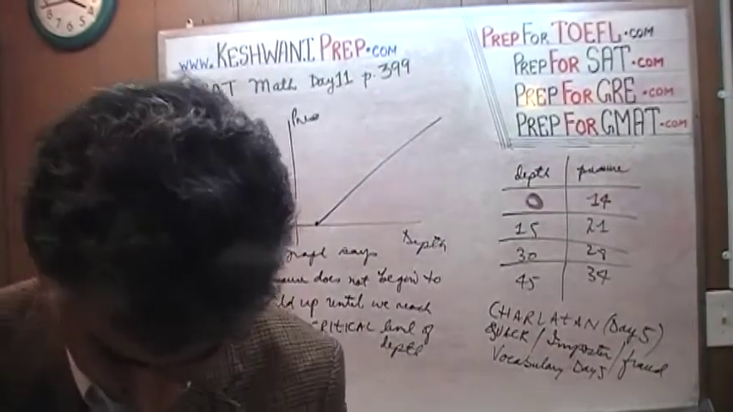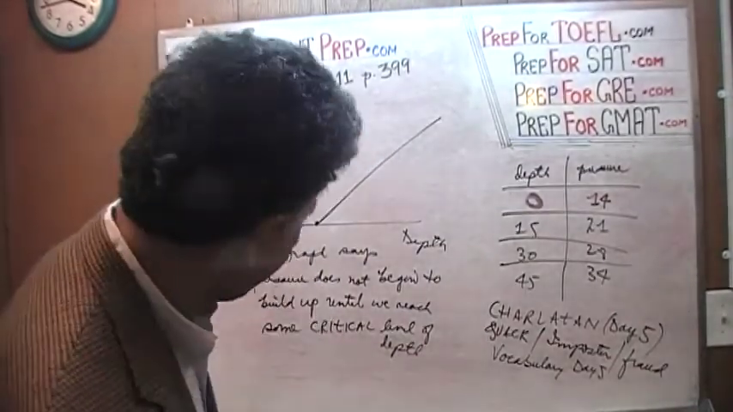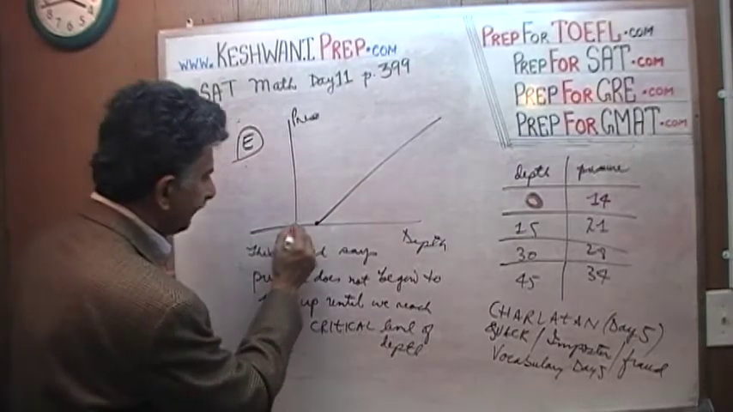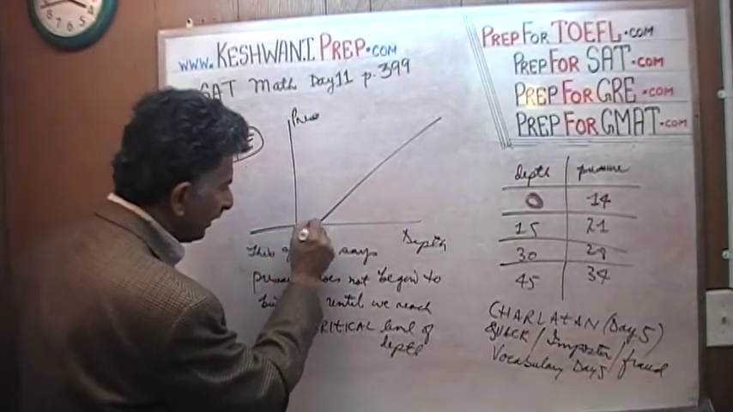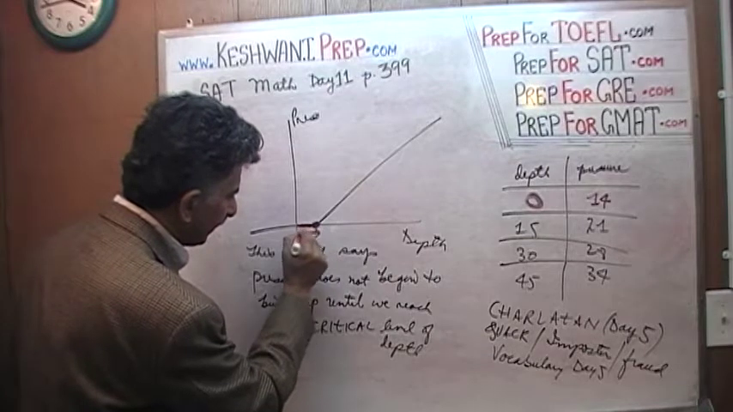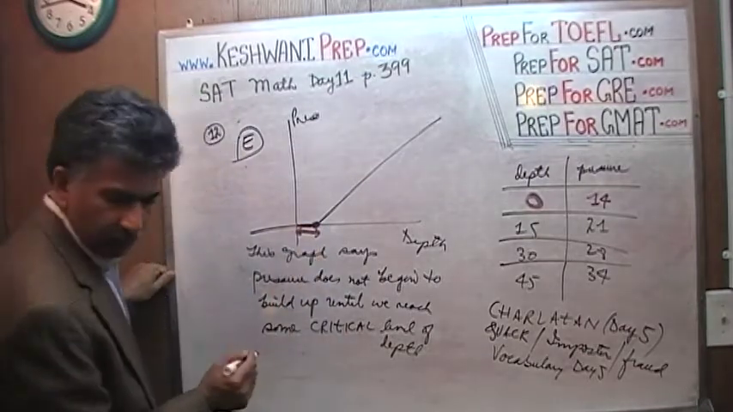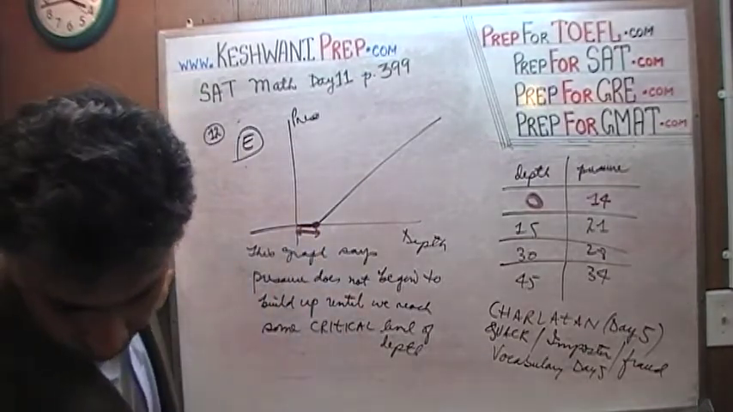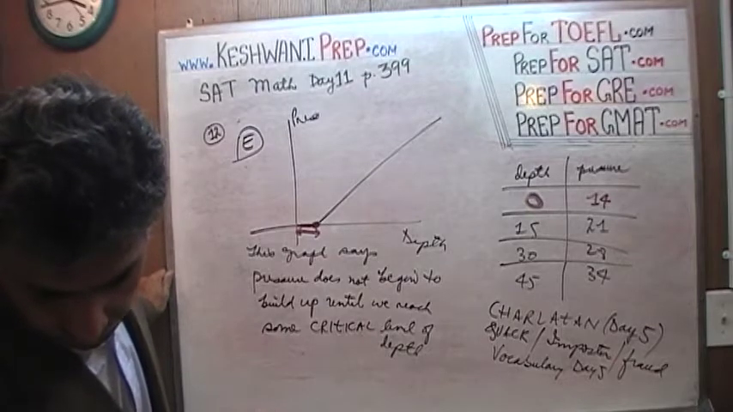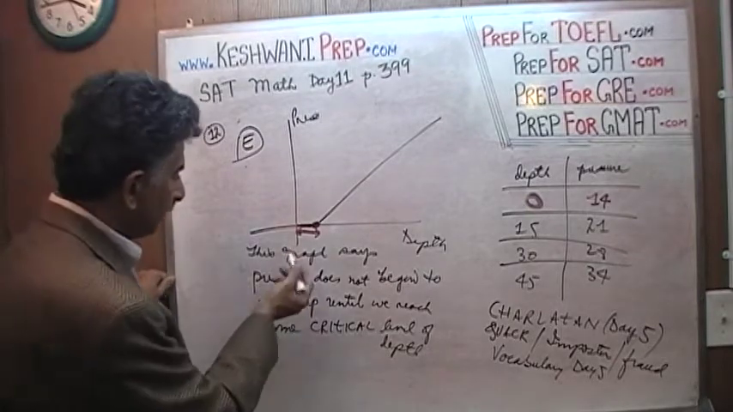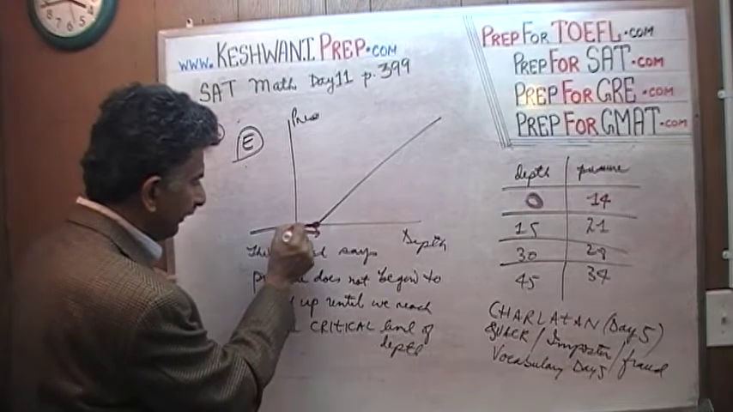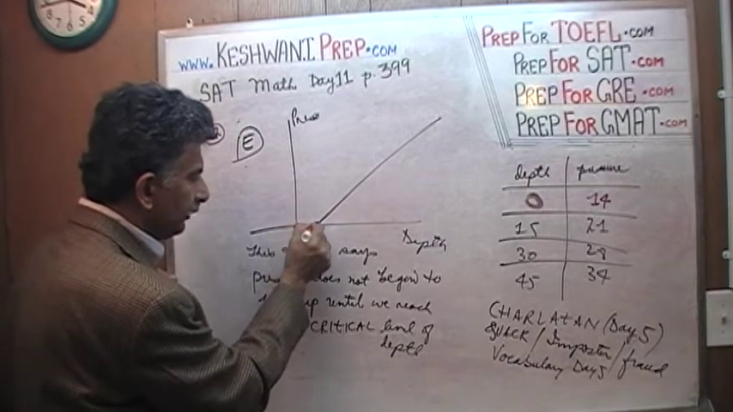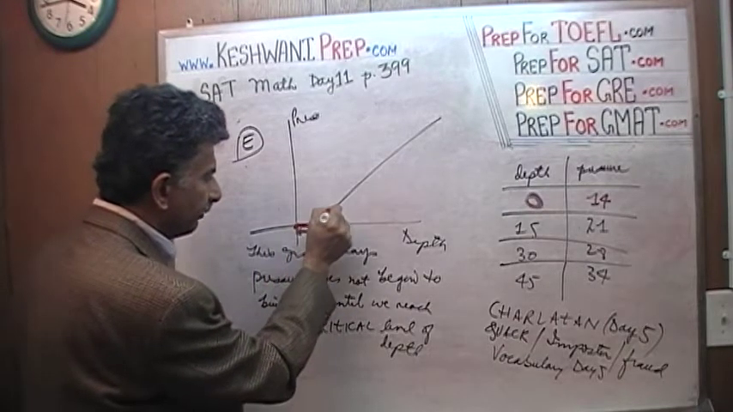According to this graph, if you were to read it, what it says is that you have to reach a certain level of depth. This is the amount of depth. Whatever this amount is here, however many feet it is, the depth is measured in feet here, so however many feet you go in the water, you have to go a few feet in the water before the pressure begins to build up.